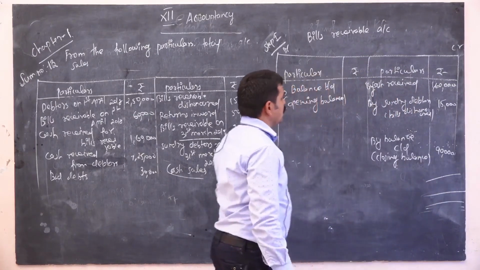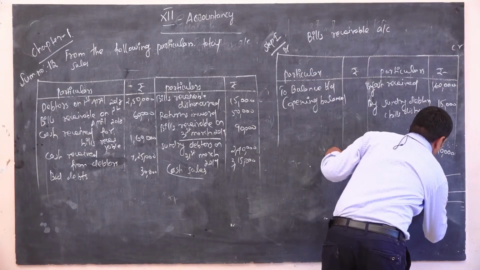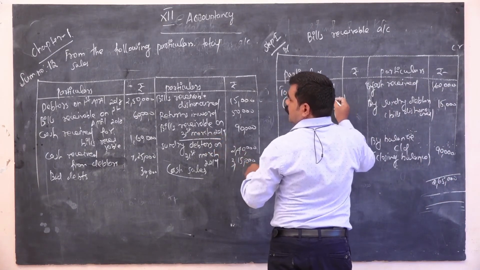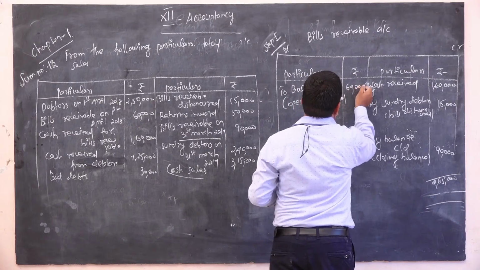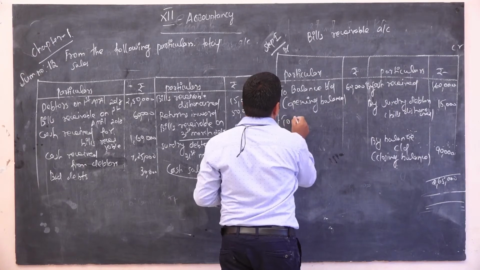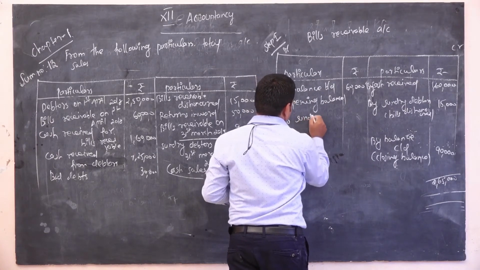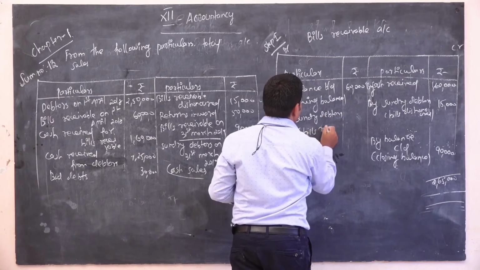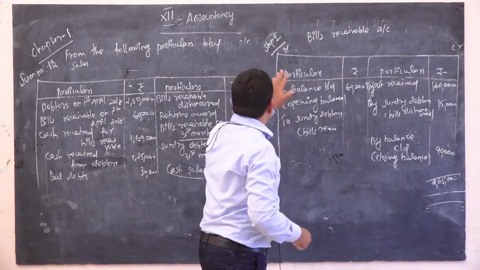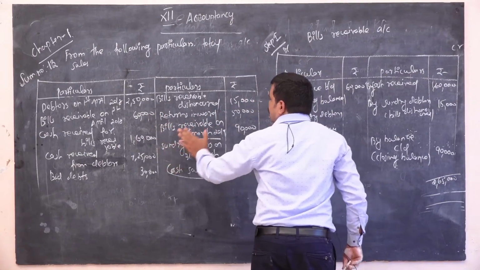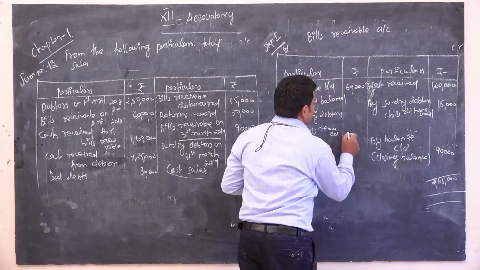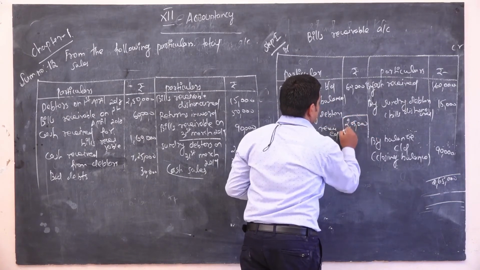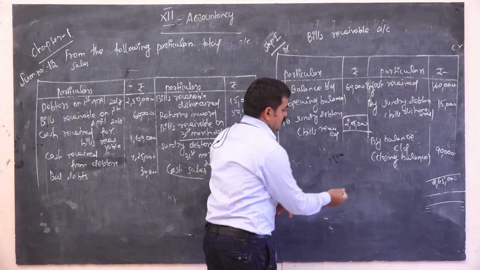Now we calculate this amount. The total is 2,65,000. Here the opening amount is 60,000. So the balance is to sundry debtor, bills received during the year 2019. The amount is 2,05,000. This is the answer. This is the balancing figure.